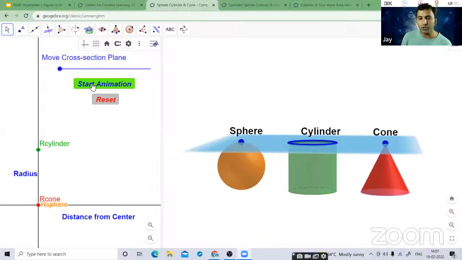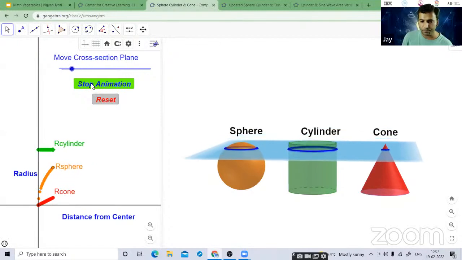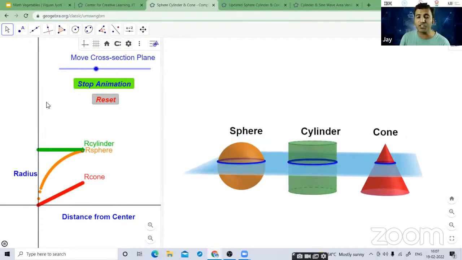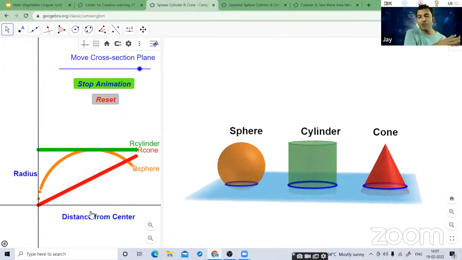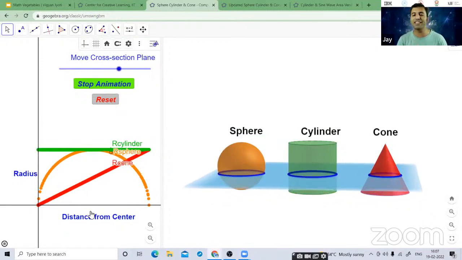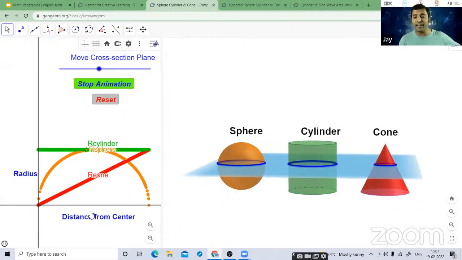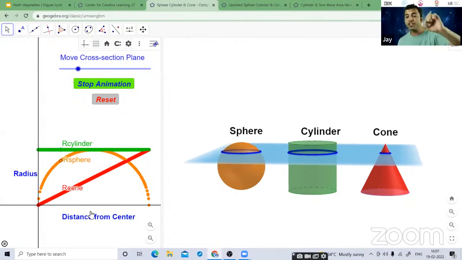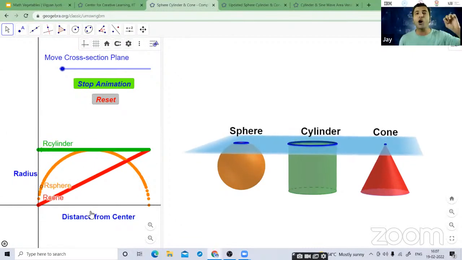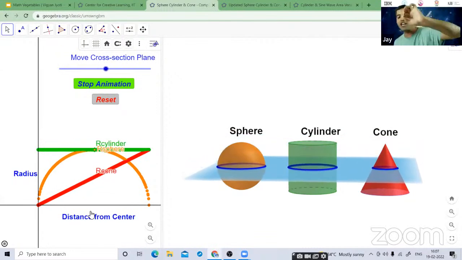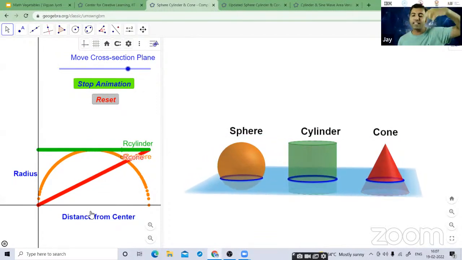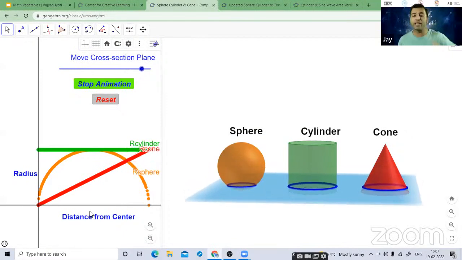So what I'll do here is, if you look at the plane which is moving for all three of them, all of them are made of circles, and on the left-hand side you see the difference with respect to how the radius is getting changed for sphere, cylinder and cone. Now for the cylinder, you see the green line, that's a constant, which means the radius of my cylinder is constant. If you move up and down, the radius remains the same.